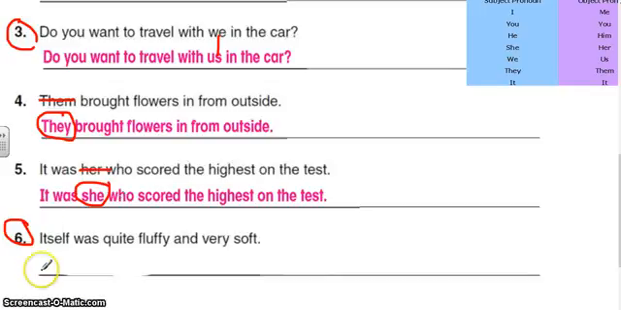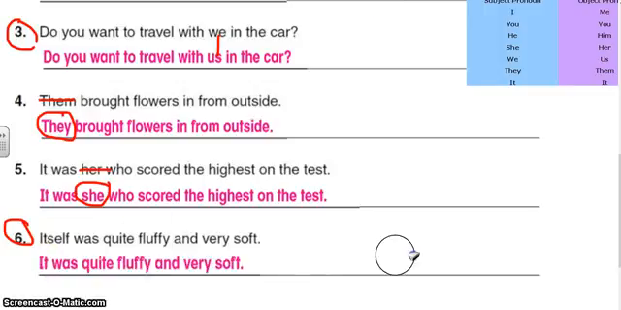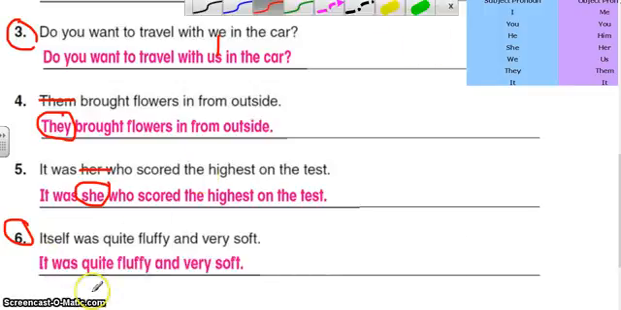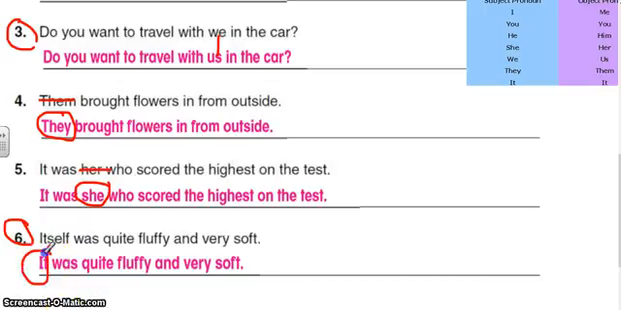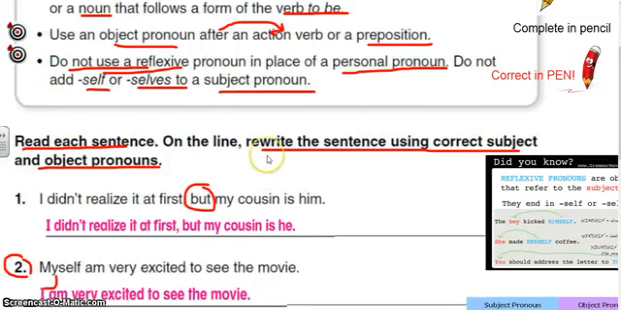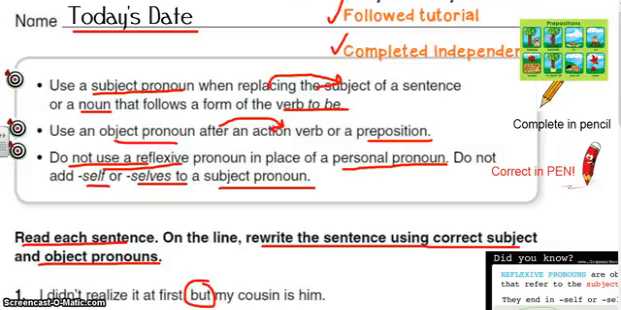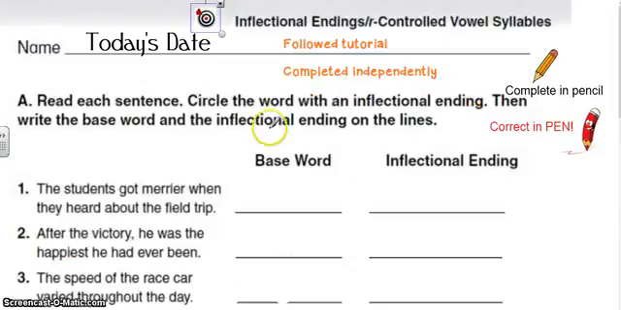Number 6, "Itself was quite fluffy and soft." Really? It was quite fluffy and soft. I was going to say sluffy. That'd be a new word, wouldn't it? So itself really should just be it. You have to be careful using that reflexive self or selves. It's not always going to work. So in the end, can you use the right pronoun is what we're asking. And if you did, you're on the right track. All right, so let's continue here.